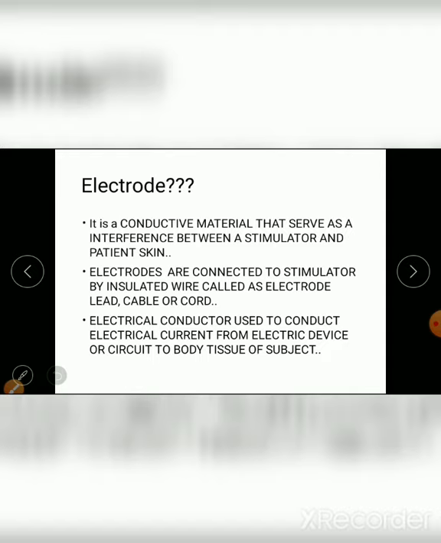Let's today discuss the electrodes which are used in electrotherapy for different modalities. What is an electrode? It is a conductive material that serves as an interface between a stimulator and the patient's skin. Electrodes are connected to the stimulator by an insulated wire called an electrode lead, cable or cord. It is an electrical conductor used to conduct electrical current from the electric device or circuit to the body tissue of the subject. So this is about the electrode.